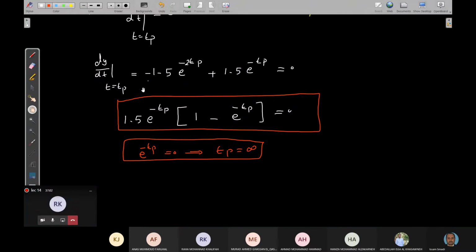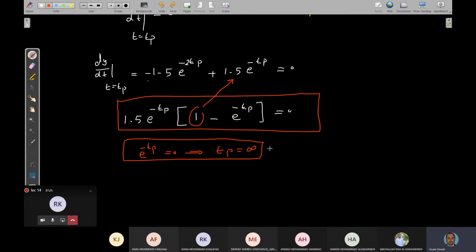Or it's not necessary, 2 negative 2TP. Which one? 1 minus exponential minus 2TP. This one I multiplied here. So this one is for this one, and this one for this one.